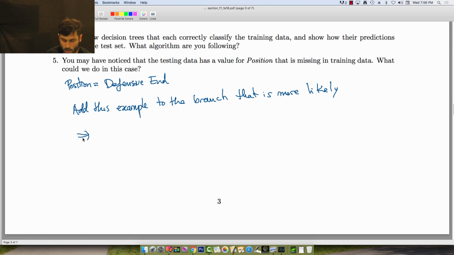And yeah, this implies to the branch that has more items.